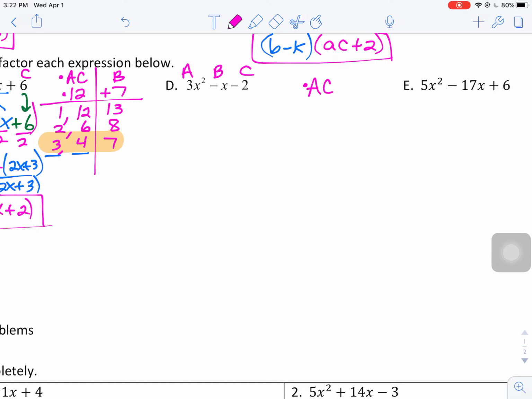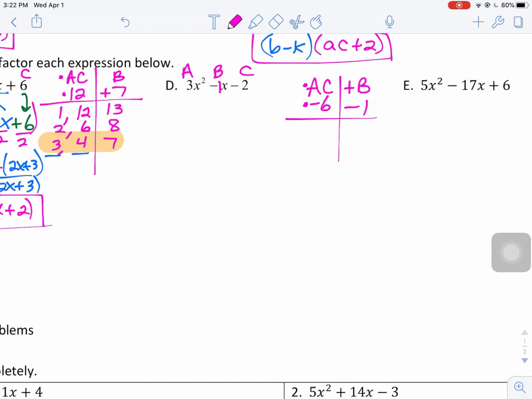So I'm looking for 2 numbers that multiply to whatever the A value times the C value is. And then those same 2 numbers, I want them to add up to whatever the B value is. So A is 3, C is negative 2. 3 times negative 2 is negative 6. And then the B value is negative 1. Because remember, there's an invisible 1 there. So then just brainstorming what multiplies to negative 6 and adds to negative 1.